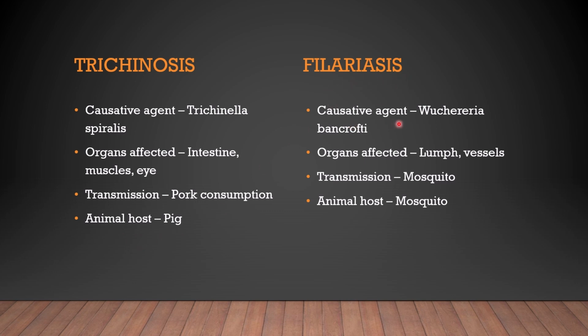Filariasis. The causative agent is Wuchereria bancrofti. The organs affected are the lymph and vessels. Transmission is through mosquito, and the animal host is also the mosquito.